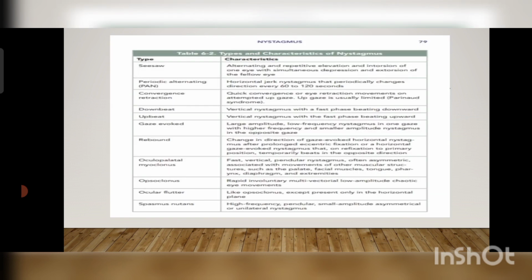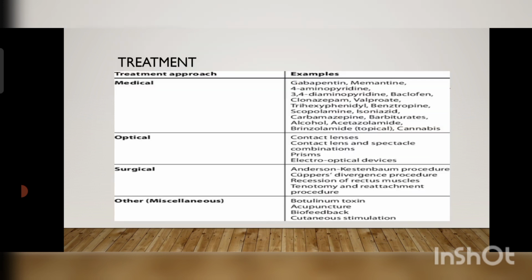There are other types of nystagmus too: seesaw nystagmus, periodic alternating nystagmus, convergence retraction, downbeat and upbeat nystagmus, gaze evoked nystagmus, rebound nystagmus, oculopalatal myoclonus, opsoclonus, oculoflutter, and spasmus nutans. Coming to treatment, nystagmus cannot be cured completely.